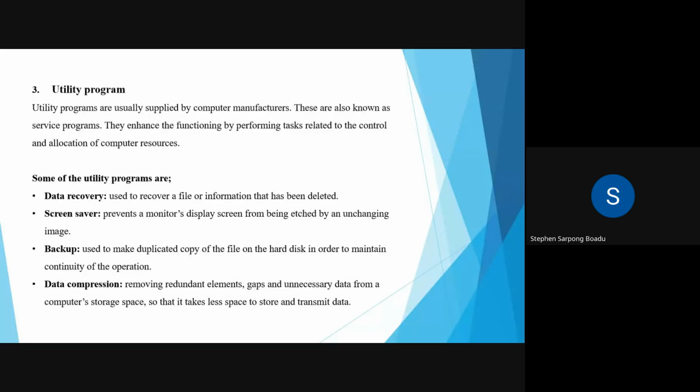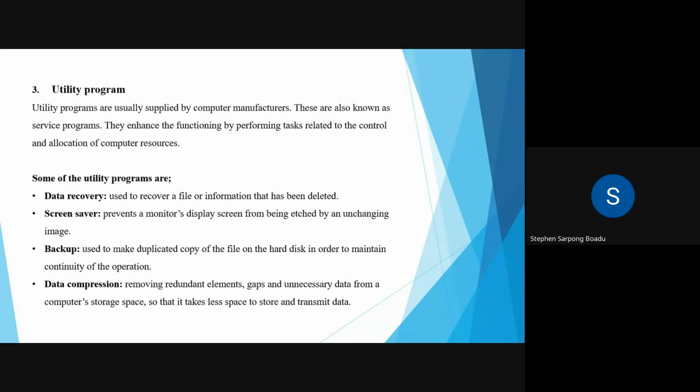Then we have backup. As we all know what backup means, we all back up our WhatsApp chats, we back up our images to iCloud and all that. So backup is used to make a duplicate copy of the file on the hard disk in order to maintain continuity of the operation.